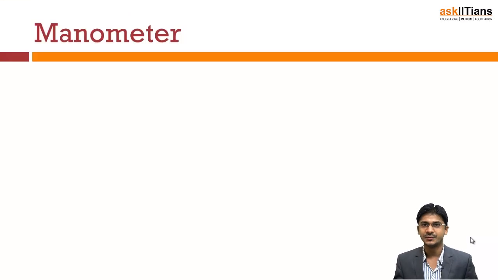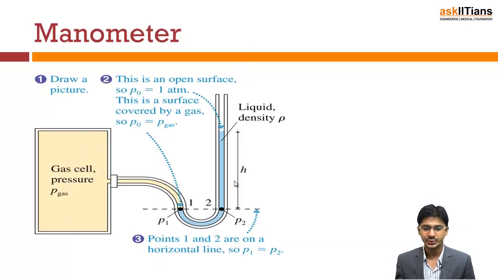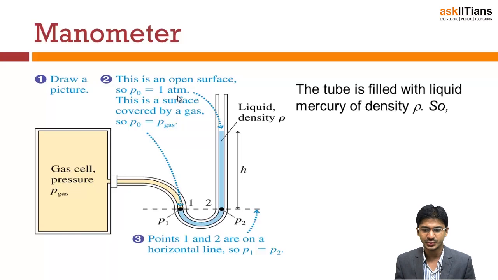Now let us see some of the devices that use this principle of measuring pressure. The first device that we will be considering here is the manometer. Now the manometer looks like this. It is used for the purpose of measuring the pressure of a gas. You can see this is a gas cell, it contains a gas. Now how can we measure the pressure of the gas?